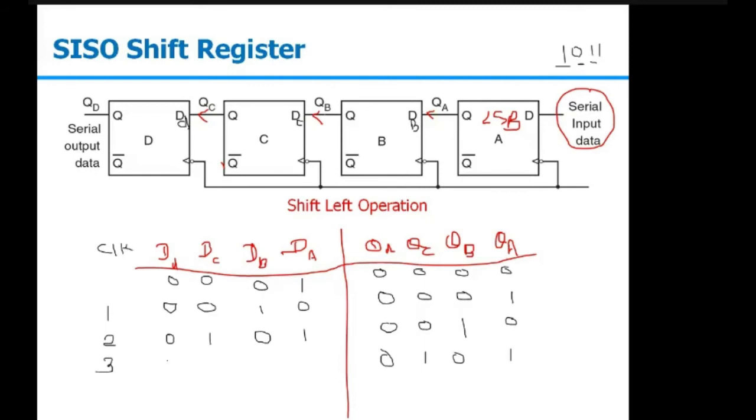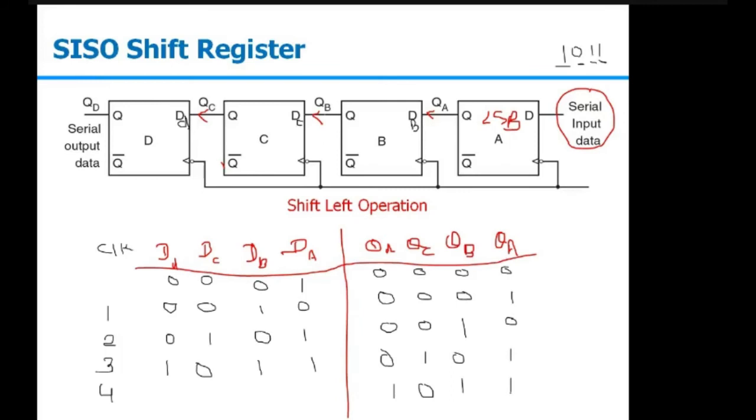So this will be now 1, 0, 1 and DA will be 1 because now the last input will be applied to my DA. So now when the fourth clock comes, this data will be transferred to my output and I will be getting 1011. So by using 4 clock pulses, we have stored the data serially and this is shift left operation.